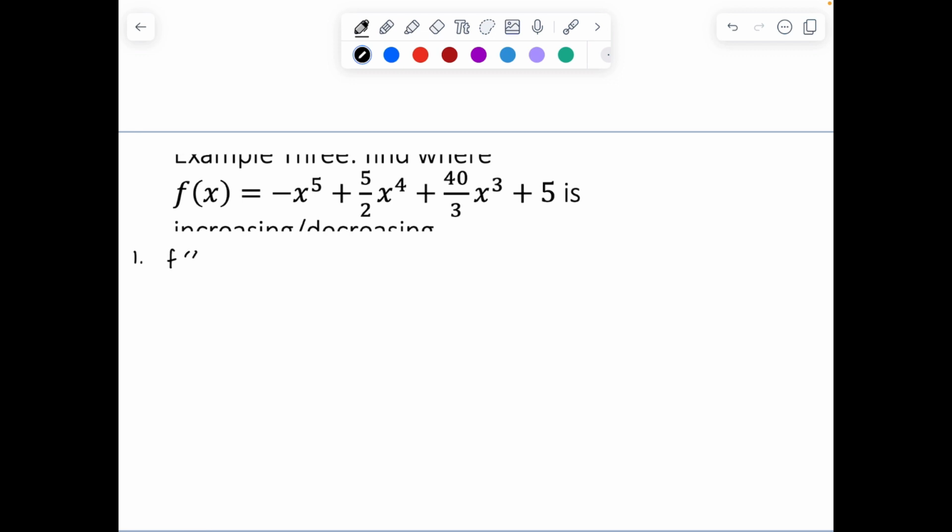I'll get f prime of x equals negative 5x to the 4th power plus, if I drop down that 4, it'll end up being 10 if I simplify, because 4 times 5 is 20. 20 divided by 2 is 10. So 10x squared plus, if I drop down the 3, it'll cancel out the 3 in the denominator, so it'll be 40, and then the 5 goes away. So this one's looking a little uglier. It's a polynomial, so it will never be undefined.